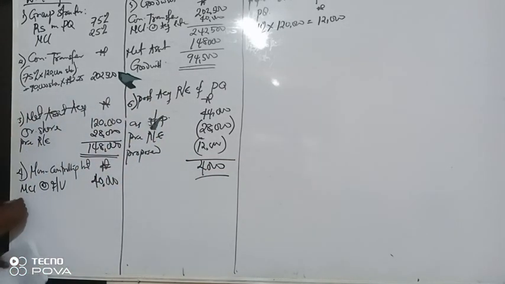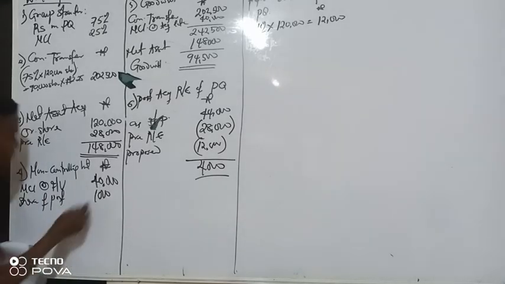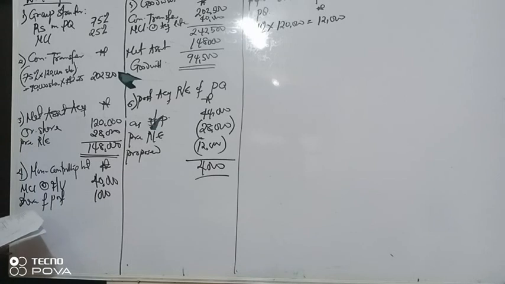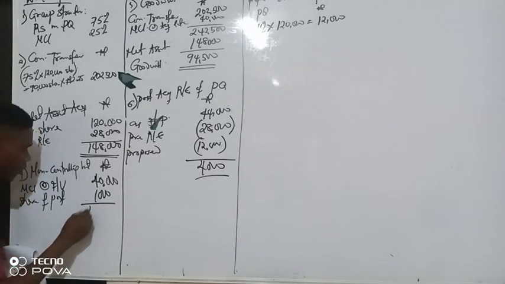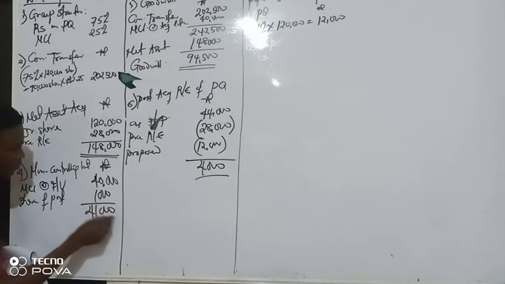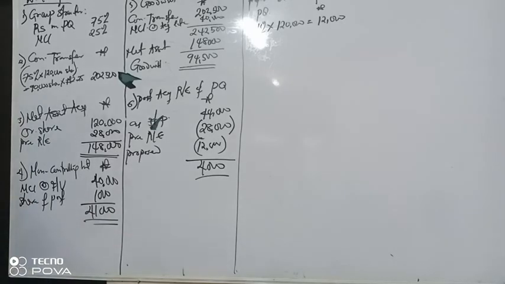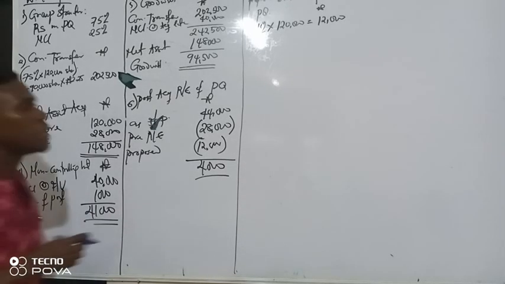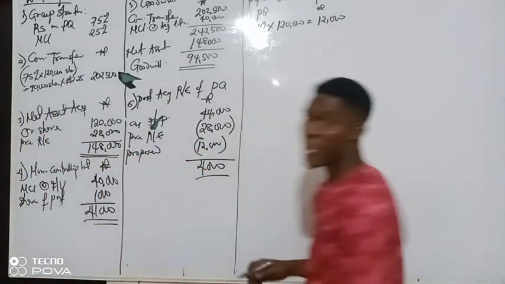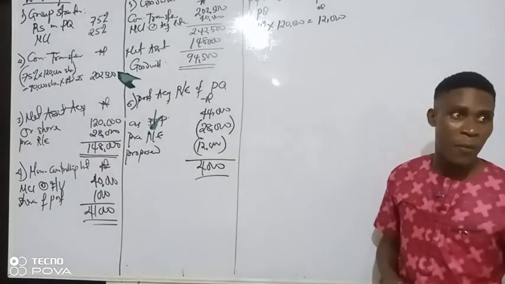Share or post? 1,000 naira. Okay, that is 1,000 naira. Now balance your NCI, which gives us 41,000. Done. Now, this dividend has not been paid.